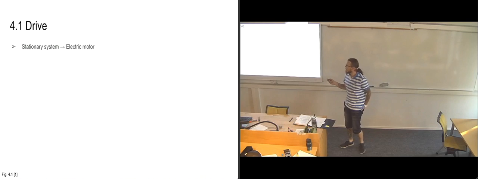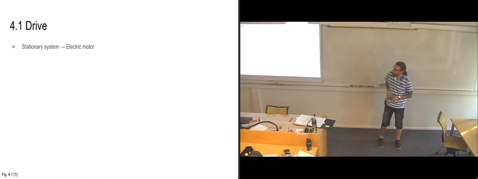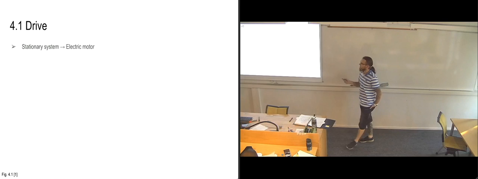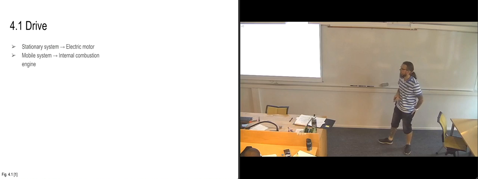So as I said a bit earlier, for stationary systems, we use electric motors mainly. Of course, there will always be other systems that are not using an electric motor, even though they are stationary. There are always other solutions that can be used, but for the most part, a stationary system will be using an electric motor. And for the mobile systems, they will use internal combustion engines, so diesel or gasoline or maybe even a gas engine, so that's using natural gas. Depends a bit on the size of the system.